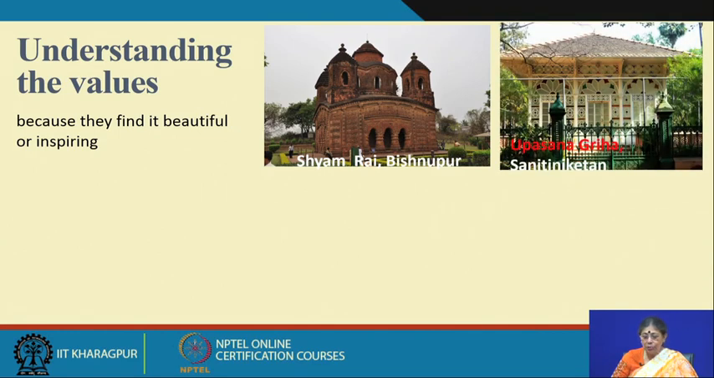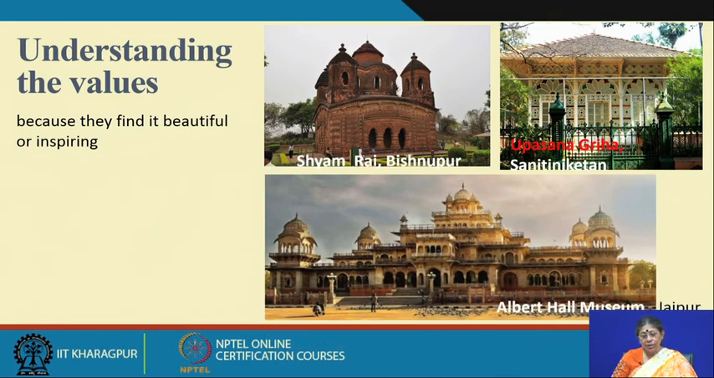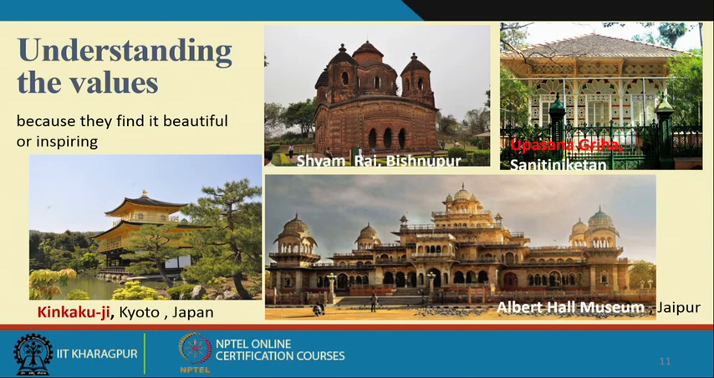And this is Upashanagriha, Shantiniketan, entirely a different type. It is in stained glass, a place where the local community come and sit together to have their prayers. And this is Albert Hall Museum in Jaipur, entirely another architectural style, a different genre in a different place, a different time altogether. And this is a temple, Kinkakuji, in Kyoto, Japan. It is known as the Golden Temple.